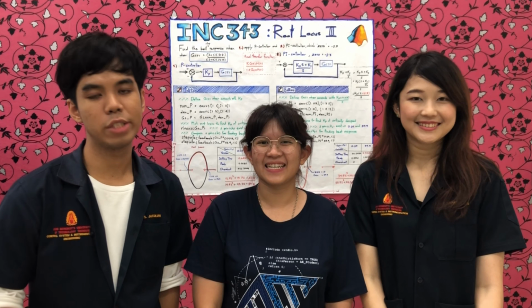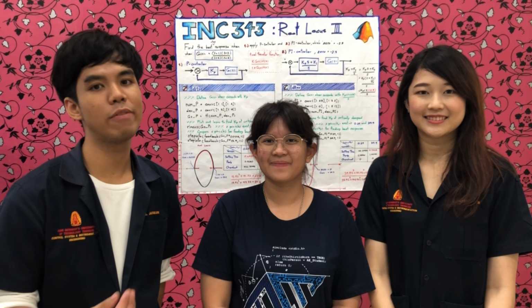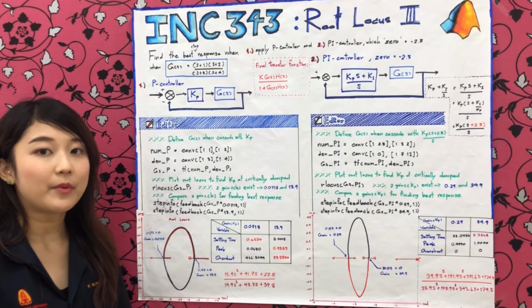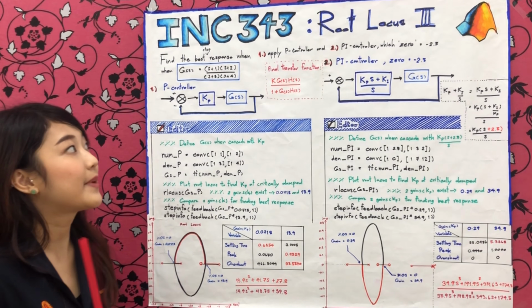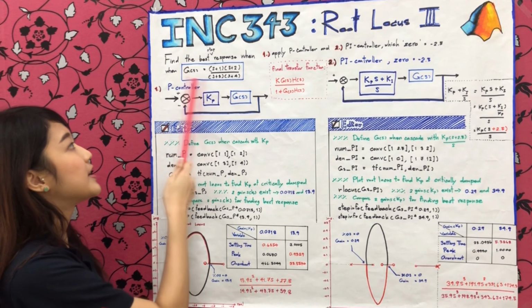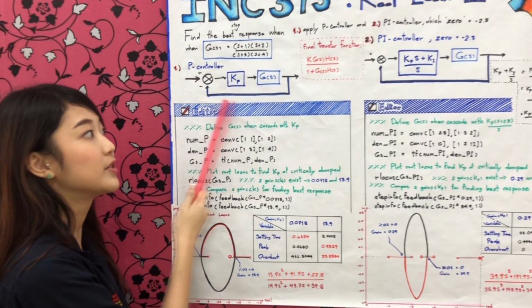Then we give you a tutorial about MCE340 feedback control system, root locus tree design, the root locus. From the problem, find the best step response when applying a P-controller to this equation. So this is a P-controller closed loop form.